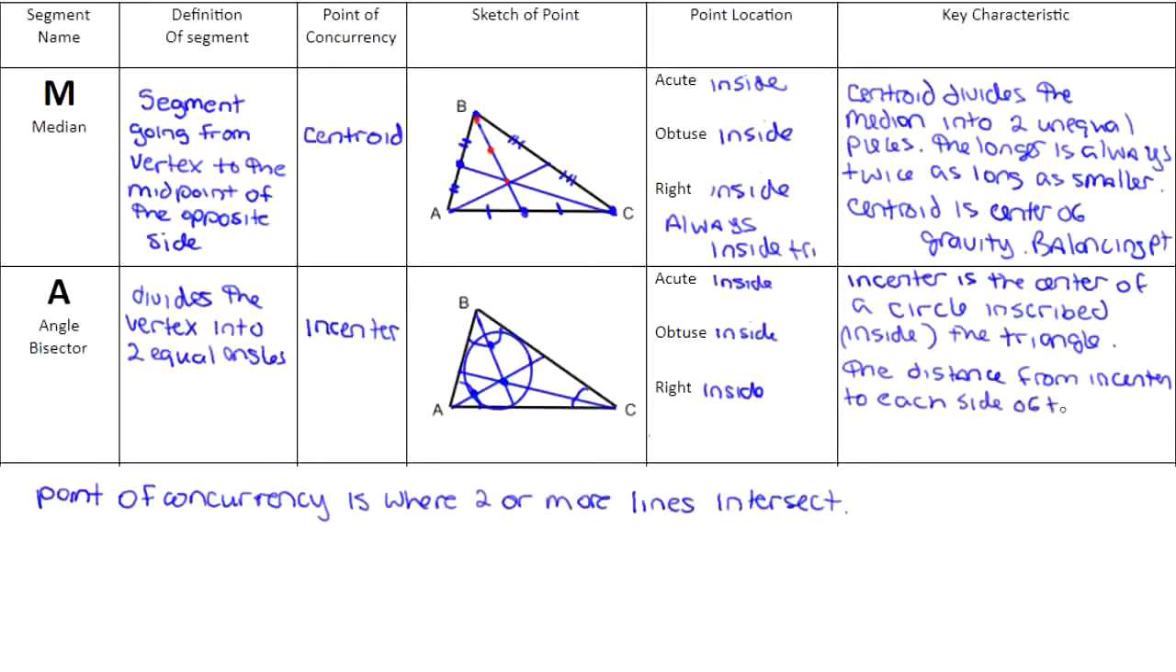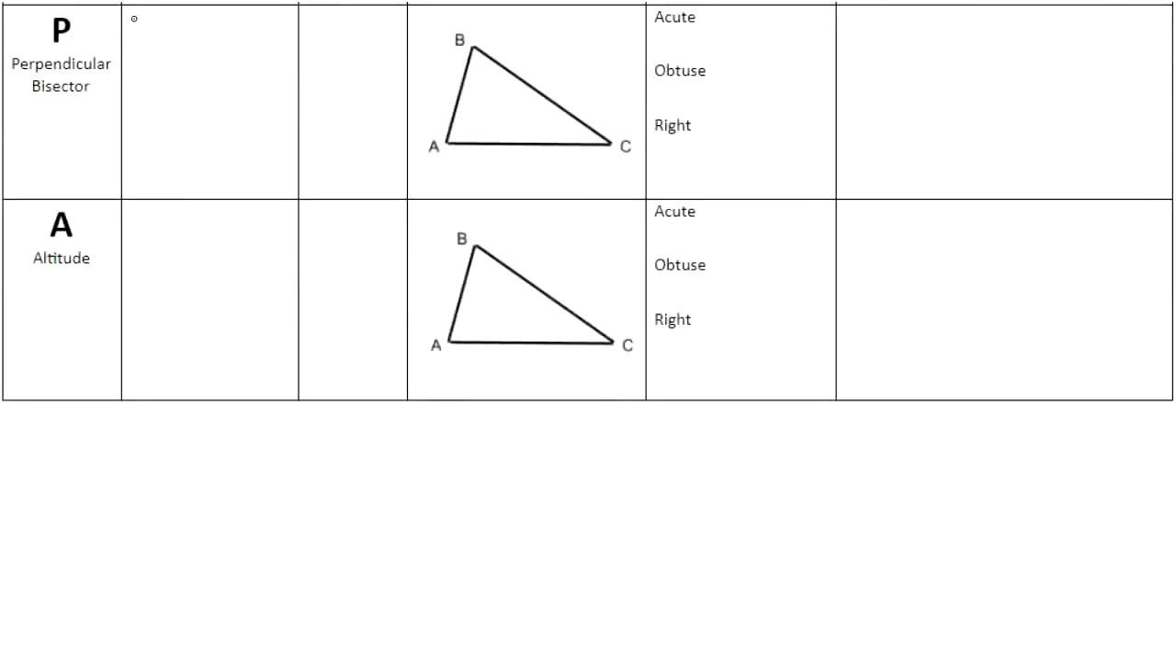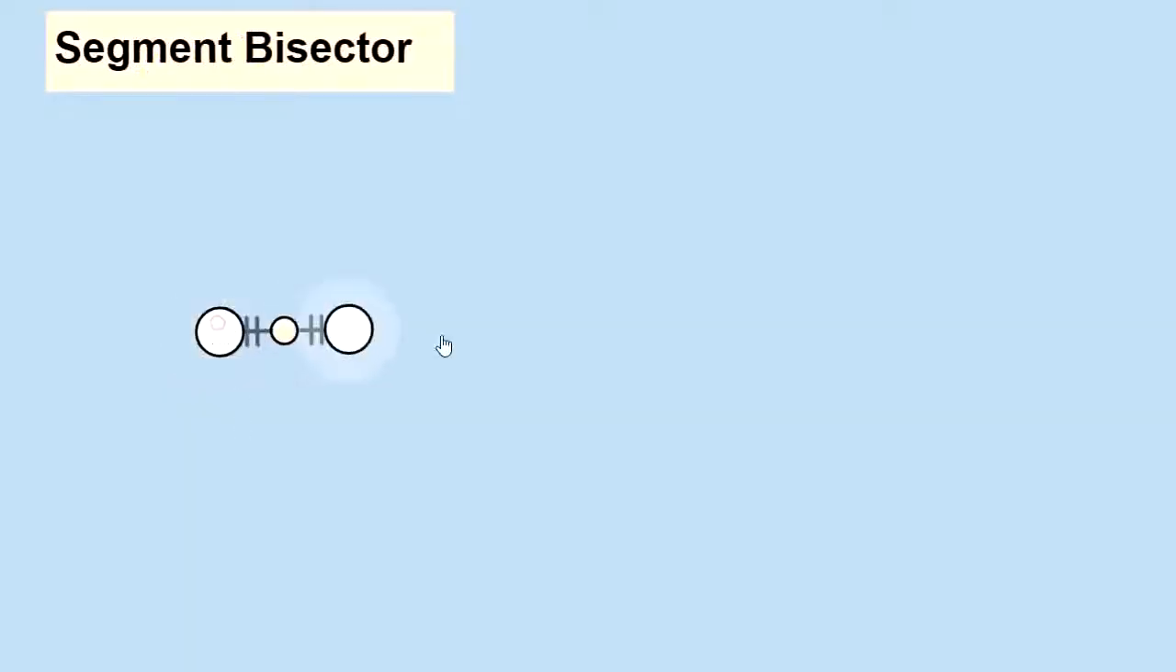Okay, so that's a centroid and an incenter. Let's take a look at the next ones. A perpendicular bisector, again, just like what it sounds. It starts at the midpoint of a side, and then it cuts the side in half, and it also creates a right angle, a perpendicular angle. Perpendicular bisectors are all about the side.